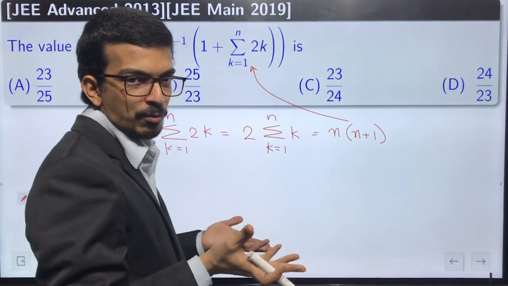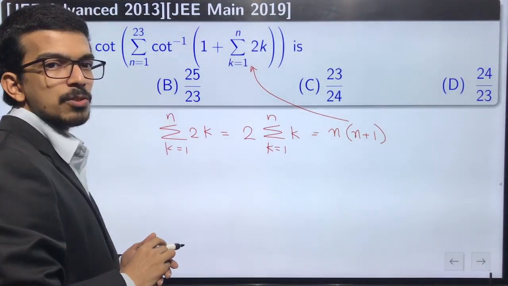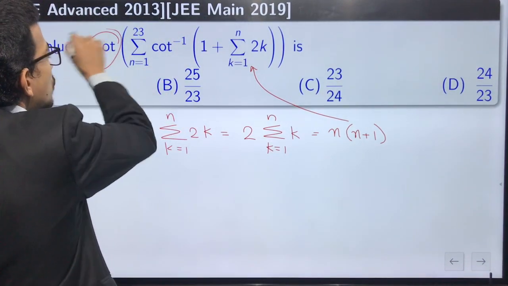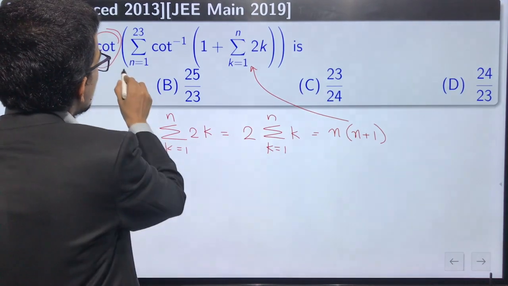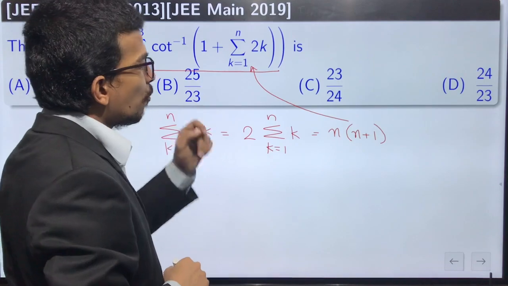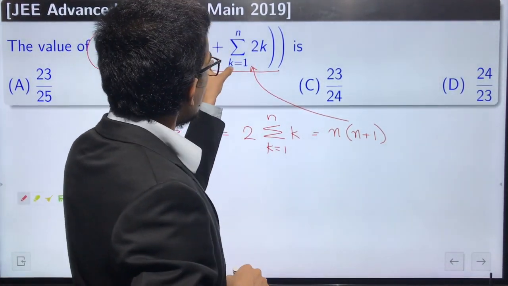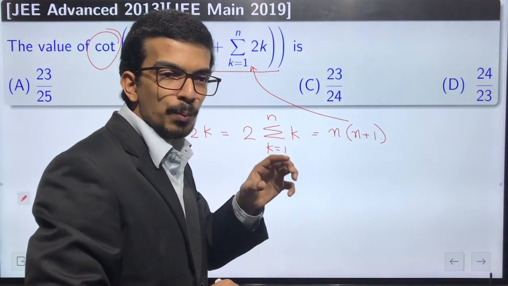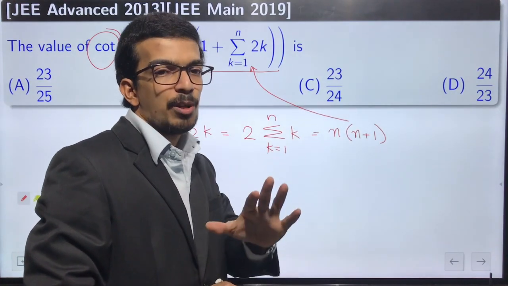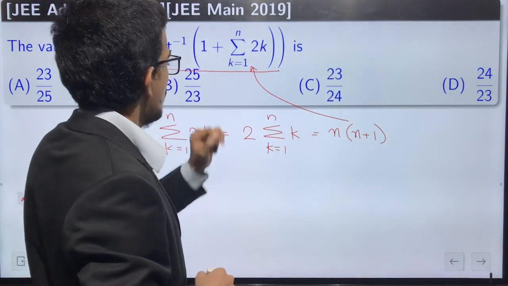and now there is a cot inverse here. I don't like cot inverse. What do I like? I like tan inverse. So I have to replace this cot inverse with tan inverse. So let's forget about the cot for the time being. Let's look at this expression and replace this cot inverse with tan inverse. So cot inverse of 1 plus n into n plus 1 is going to be tan inverse of 1 by 1 plus n into n plus 1. Why? Because cot inverse of x is going to be tan inverse of 1 by x in this case.